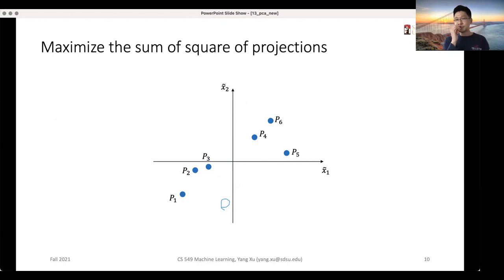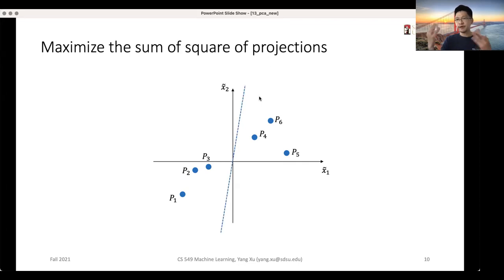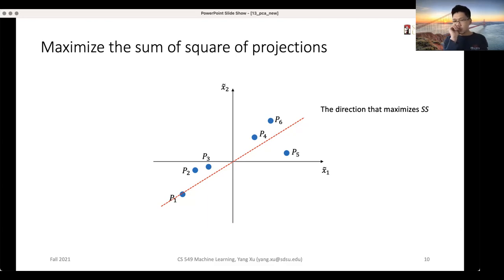So it becomes an optimization problem: we want to maximize the sum of squares of all the projections. Because this dashed line is something we randomly drew, if we draw the line with a different angle, then the projections would have different values and a different sum of squares. If we skew the dimension a little bit, the projections will be different. We keep going until we find an angle, a direction for this dimension, along which the sum of squares of all the projections is maximized. Then this direction is the one we need.